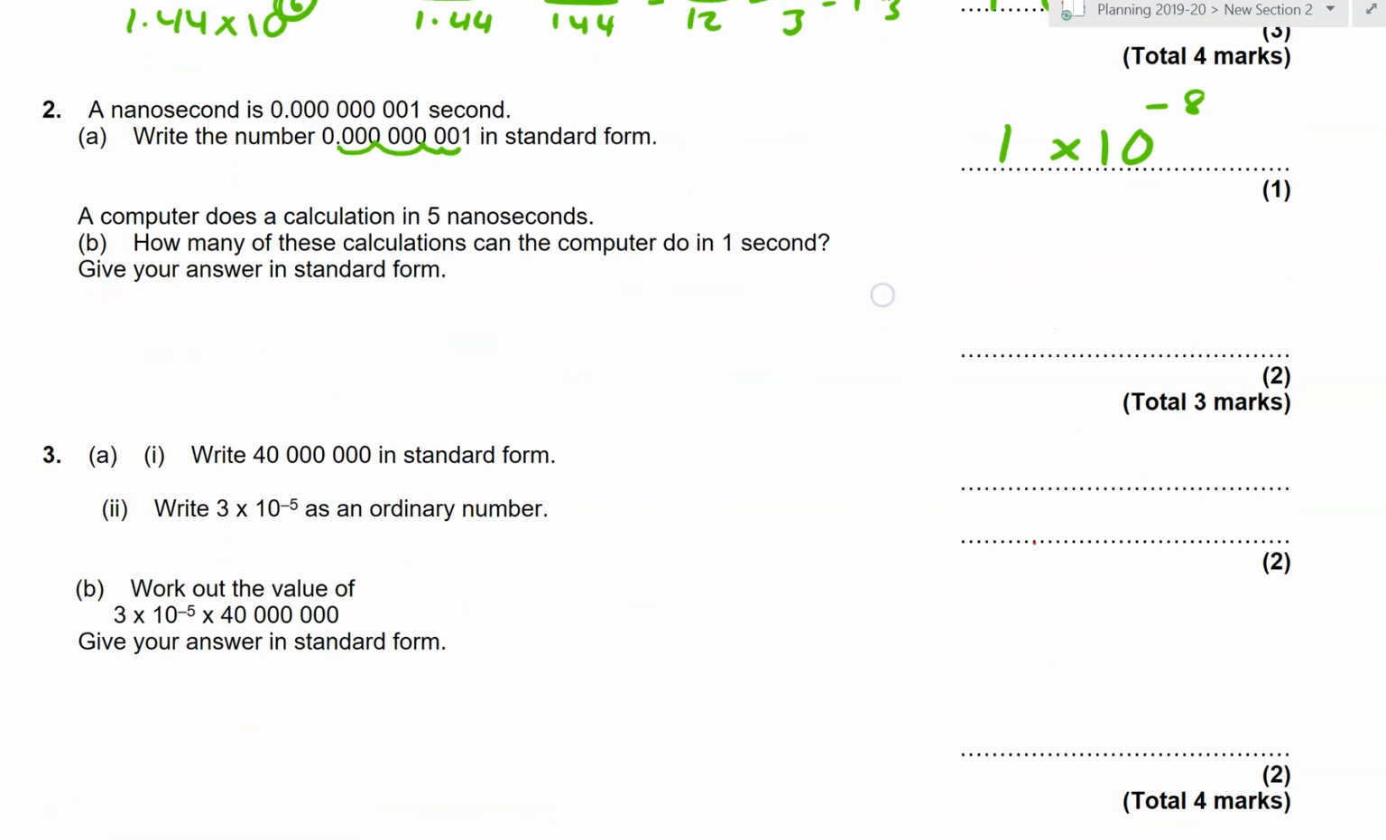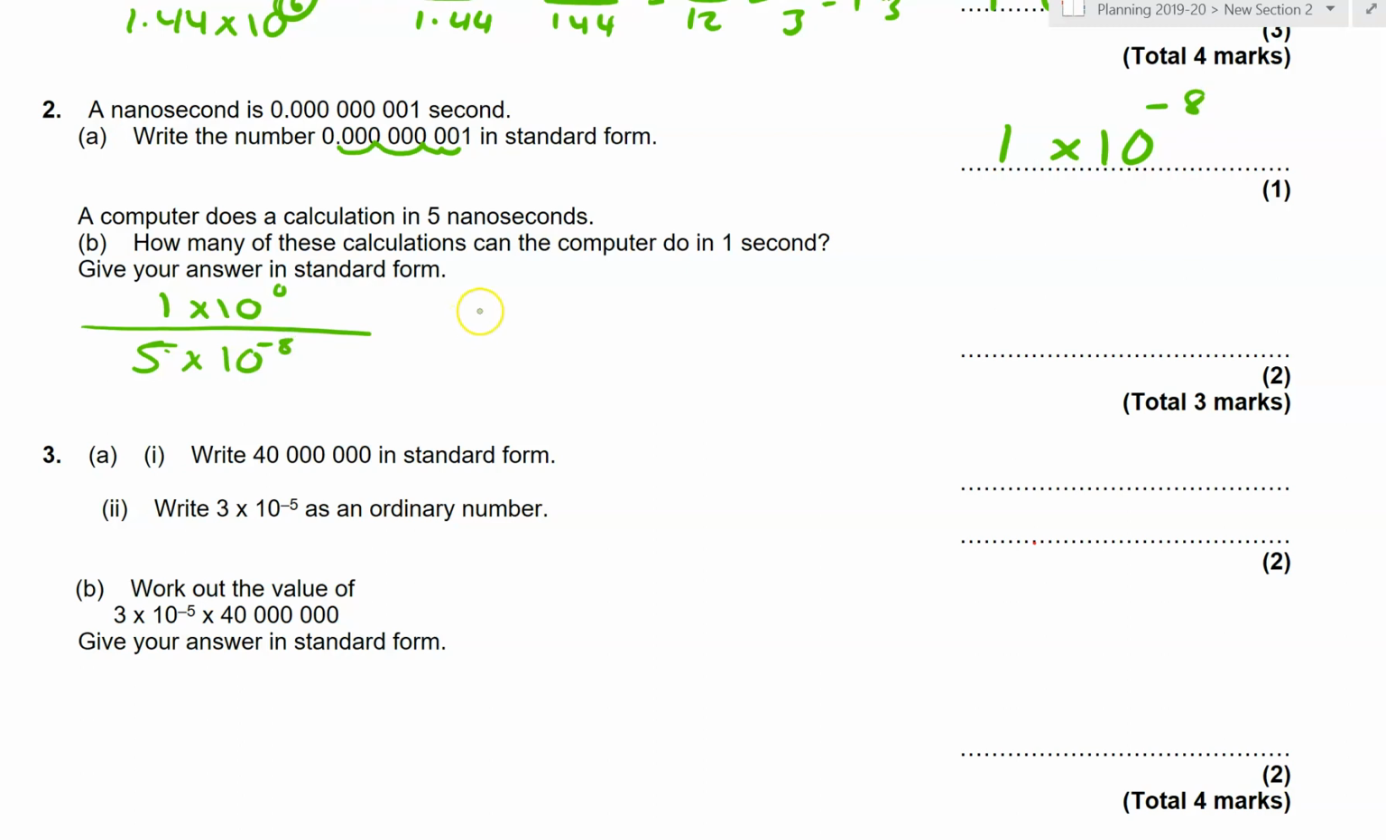Excuse me, I had a hiccup. A computer can take 5 nanoseconds to do a calculation. How many can it do in 1 second? So we've got 1 second, which I would write as that because we're using standard form, over 5 times 10 to the nanosecond, which is minus 8.